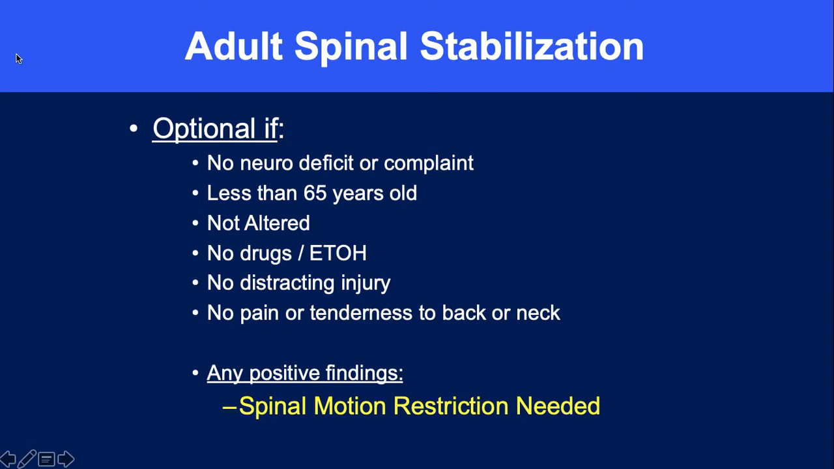So if all of these six things are basically negative, then you do not have to place this person in any form of spinal motion restriction. They don't even need a collar. If any one of these findings are positive, if they have neurodeficits, if they're over 65 years of age, if they have an altered mental status, if they're impaired by drugs or alcohol, if they have a distracting injury, and they do have some kind of pain or tenderness, they need spinal motion restriction.